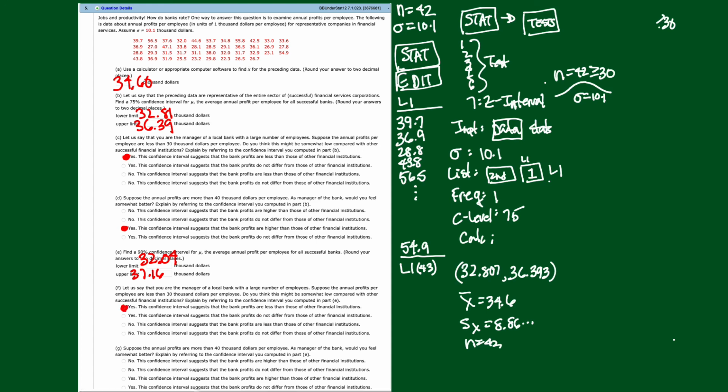And then what about part G? Suppose there are more than 40. Okay, I don't think anything has changed, at least the way this problem is worded. So, yes, the confidence interval suggests that bank profits are higher. I'm still going to go with that one. And that ends problem number 5. And I think that's all of them in this section.